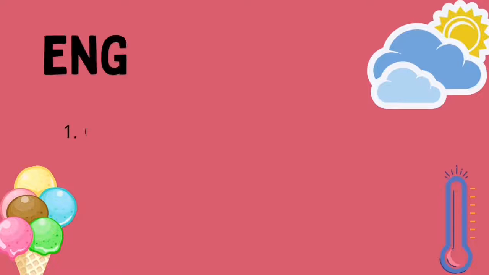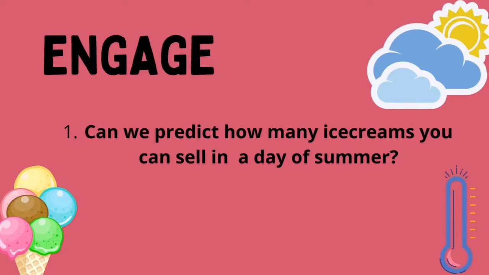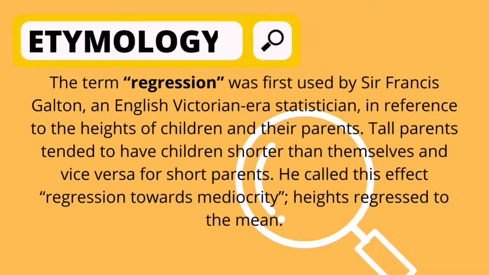So, can we predict how many ice creams you can sell in a day of summer? We will discover the answer throughout the lesson. The term regression was first used by Sir Francis Galton, an English Victorian-era statistician, in reference to the heights of children and their parents. Tall parents tended to have children shorter than themselves, and vice versa for short parents. He called this effect regression towards mediocrity, wherein heights regress to the mean.